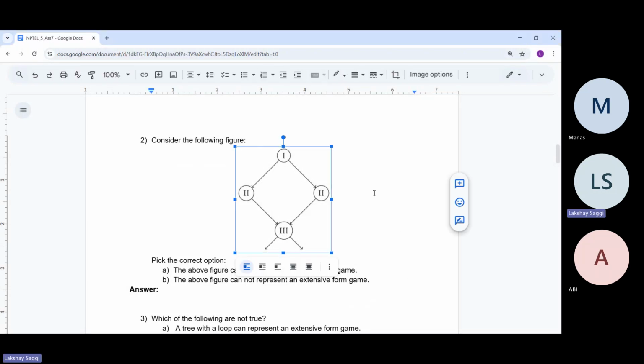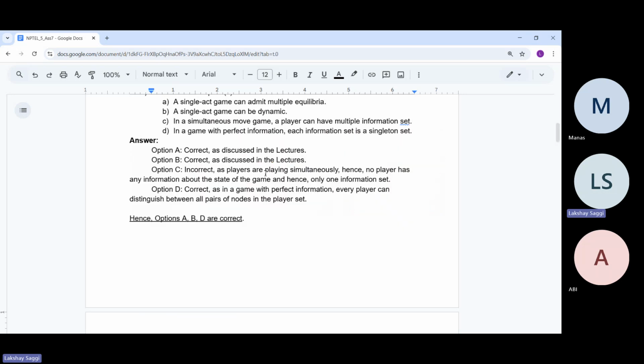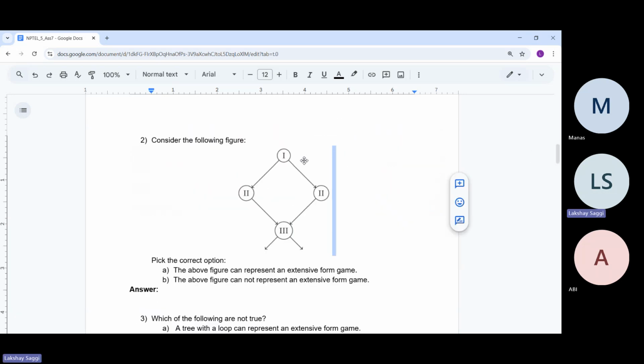But this is similar reasoning to saying that there exists a cycle in the game, and we had already discussed that an extensive form game is always a tree. This part was important in the definition of an extensive form game. And what is a tree? A tree is a graph which does not have any cycle. But here we indeed obtain a cycle.